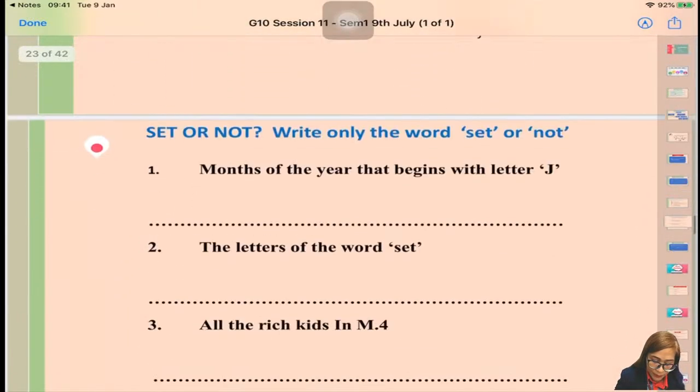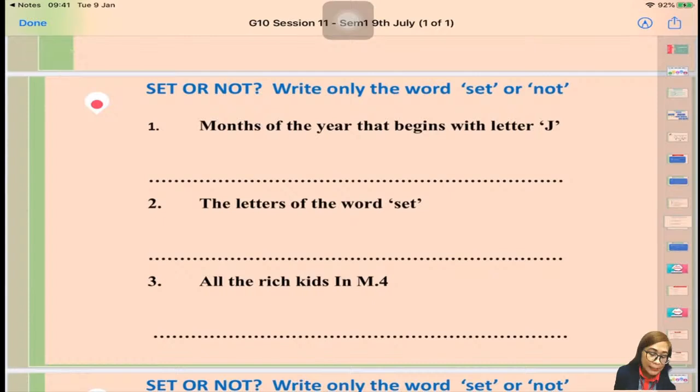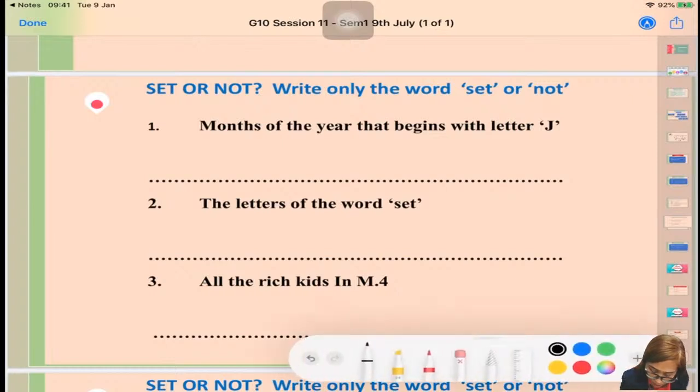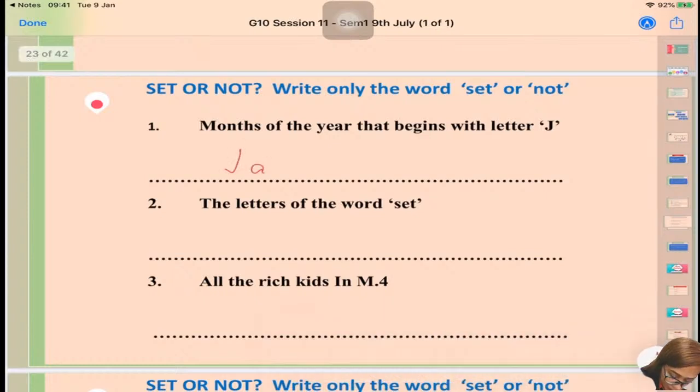Next is this. I will ask you a question. Set or not? If you are asked to write set or not, you write only the word set or not. So number 1, months of the year that begins with letter J. What are the months of the year that begins with letter J, students? So the answer would be, what is the answer? The answer would be January. Okay, I'll change my color to erase it first. Okay, let's have another one, maybe red one. Months of the year that begins with letter J. So my answer would be January.